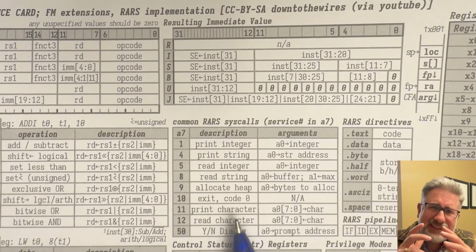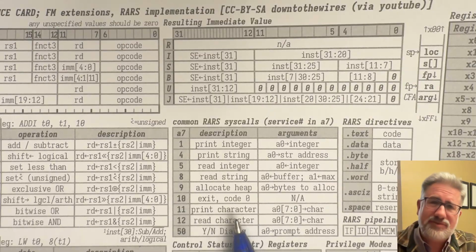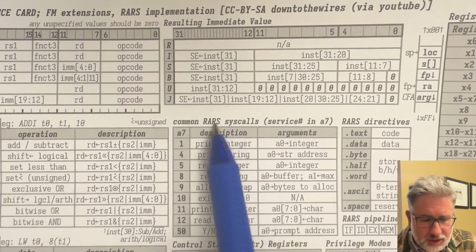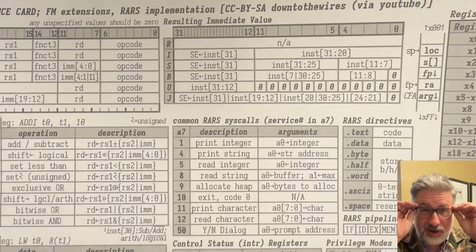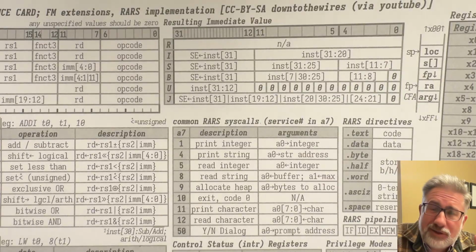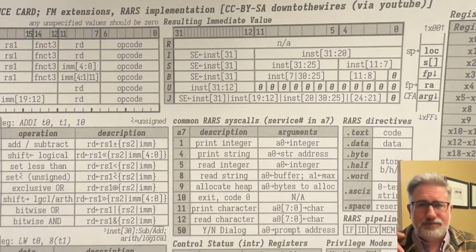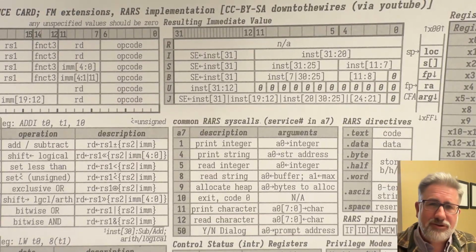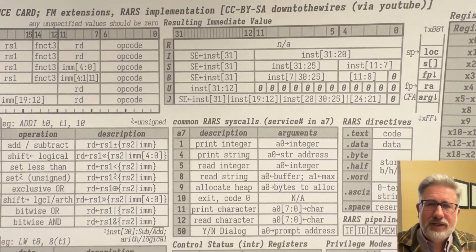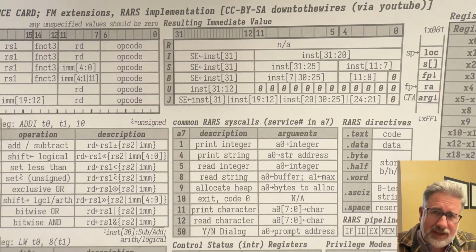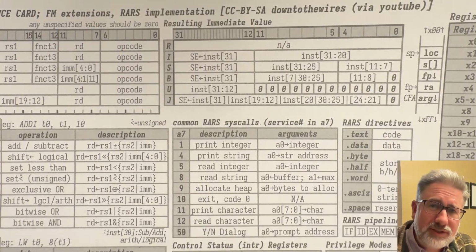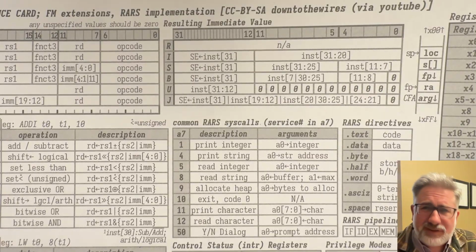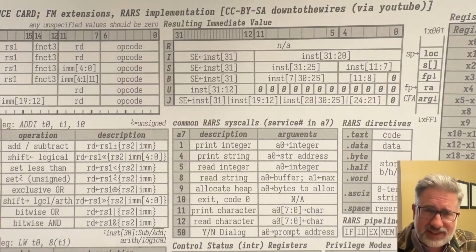Now here we're getting a little bit past the standard specification for RISC-V, and this is why I've called this the RARS common syscalls. What's RARS? RARS is the RISC-V Assembler and Runtime Simulator. This is a chunk of software you can download and use, and it has become a very common implementation standard when you're learning RISC-V. Not every RISC-V implementation does it this way, but RARS is common enough that it's a good example to use.